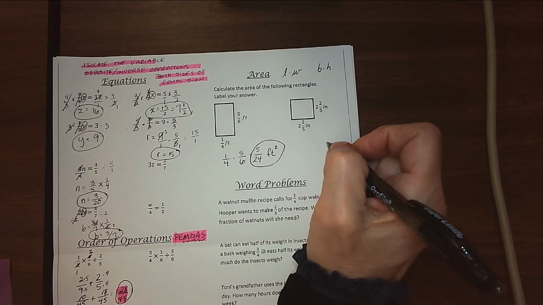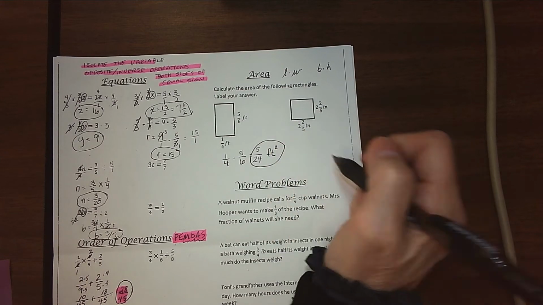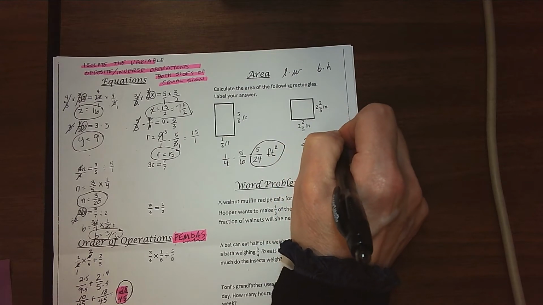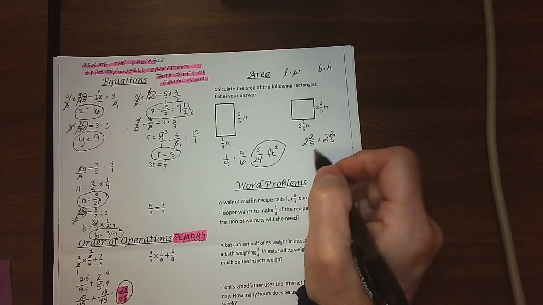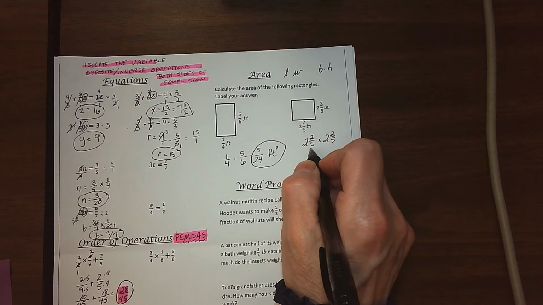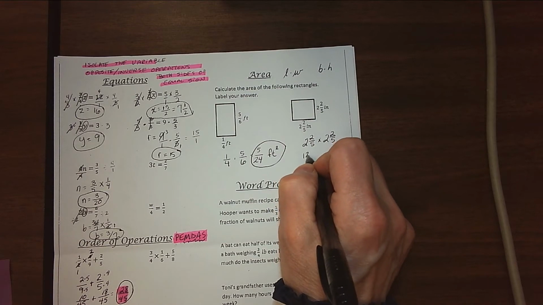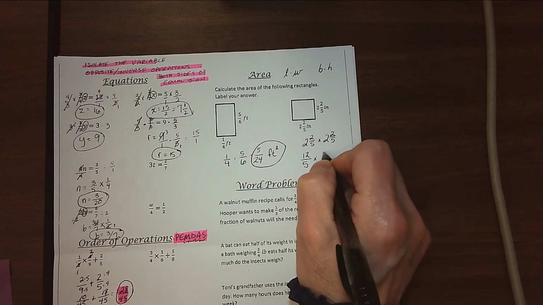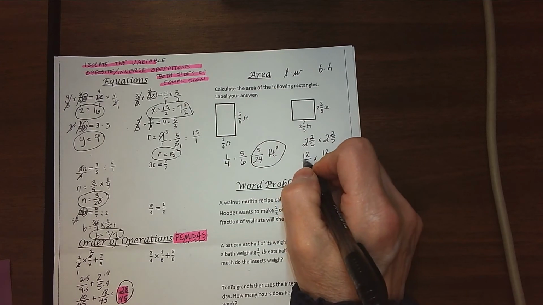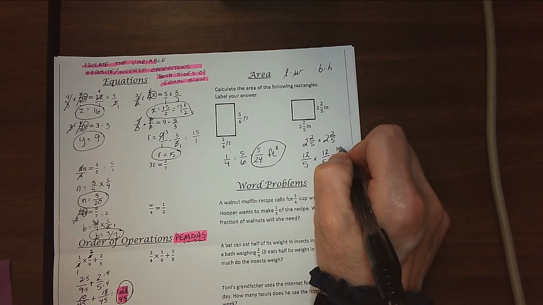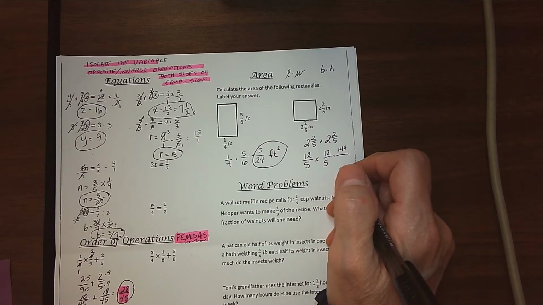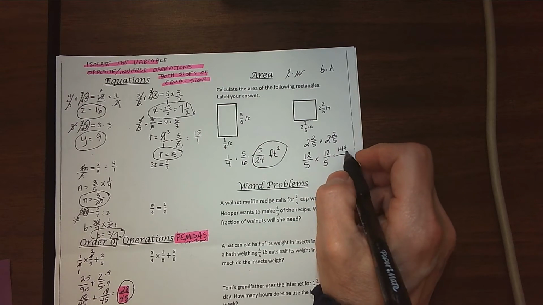Alrighty. Next one then is base times height. It's a square. So we're going to do 2 and 2/5 times 2 and 2/5. In order to do this multiplication problem, we're going to have to change these into improper fractions. And so 2 times 5 is 10, plus 2 is 12, so this is 12/5. And of course, this is the same, so this is 12/5. We're ready to multiply, and we multiply 12 times 12, which I know to be 144. That's one of those common ones that I have memorized. And then 5 times 5 is 25.